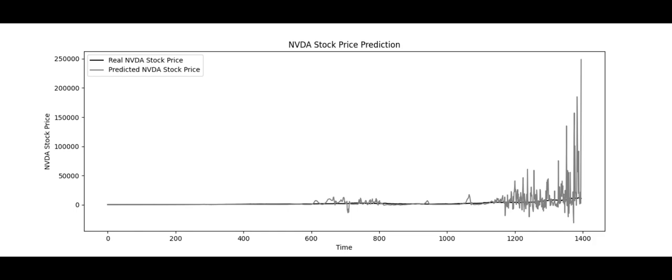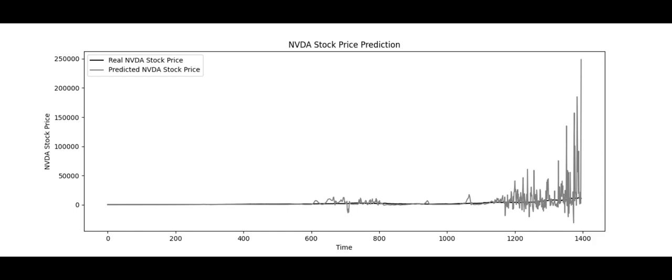Training involves optimizing the model parameters to minimize the loss function, in our case, the mean squared error between the predicted and actual stock prices. We use a batch size of 32 and train the model for 10 epochs. This process helps the model learn the underlying patterns in the historical data, enabling it to make predictions on unseen data.